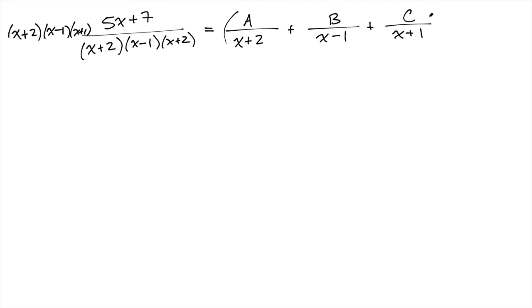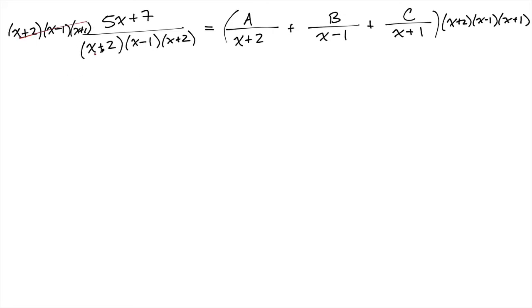And then same thing over here: x plus 2 times x minus 1 times x plus 1. On the left side of the equation, this entire denominator cancels out completely. This is gone, and we just are left with 5x plus 7. On the right side, we have to take each of these fractions and multiply it by that whole thing.